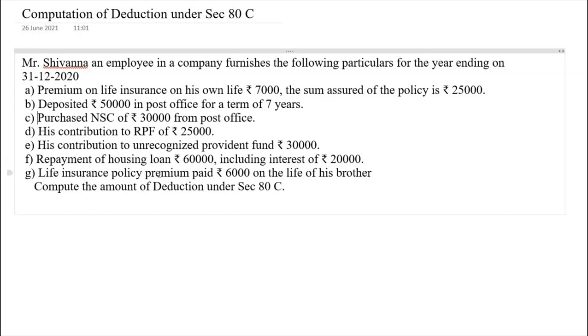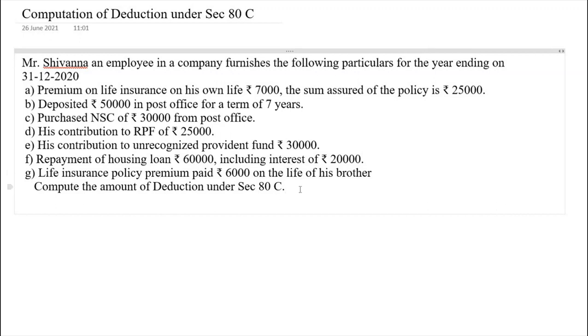Then repayment of housing loan of rupees 60,000 including interest of rupees 20,000. Only the repayment of housing loan to the extent of rupees 40,000, that is 60,000 minus 20,000, qualifies for deduction under section 80C, as the assessee can claim deduction under section 24 in respect of the house property to the extent of rupees 20,000 as the interest paid on the housing loan. Then the life insurance premium paid, rupees 6,000, on the life of his brother: as the premium is paid on the life of a dependent person here, it does not qualify for deduction under section 80C.